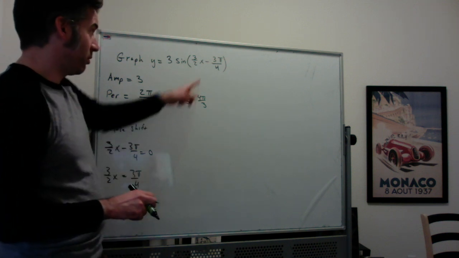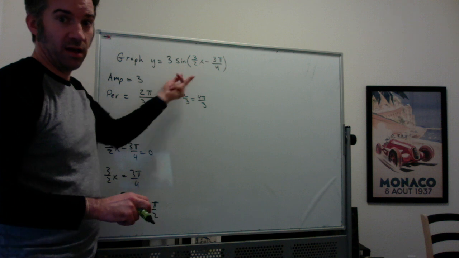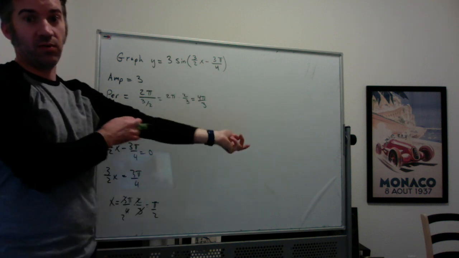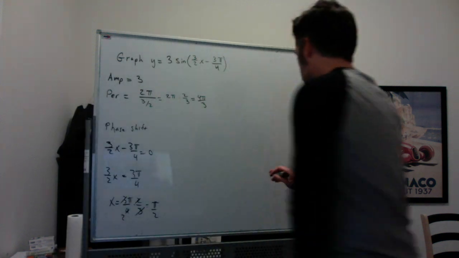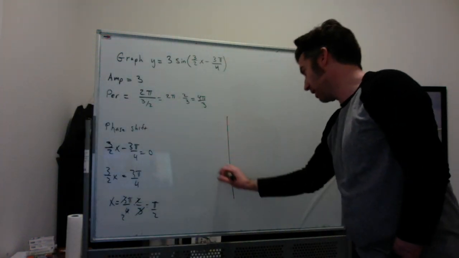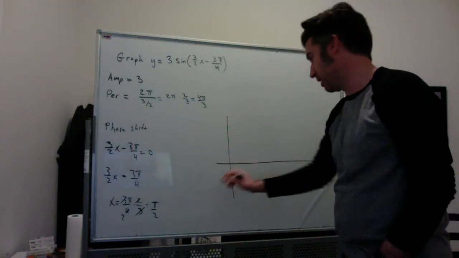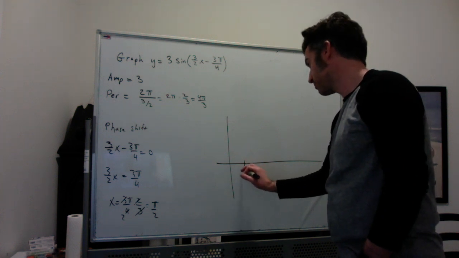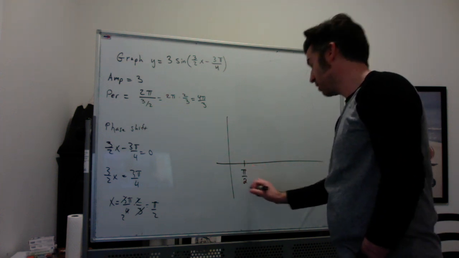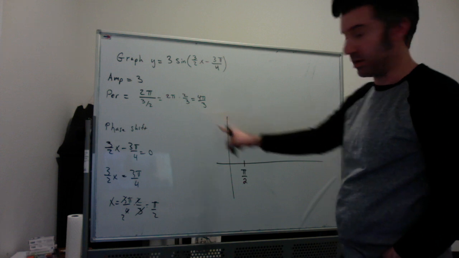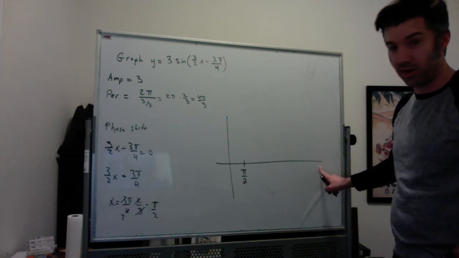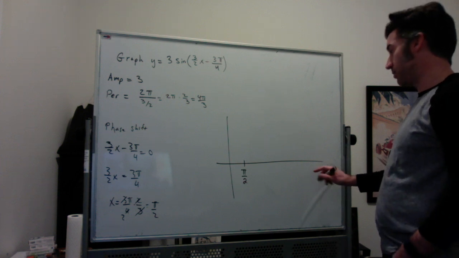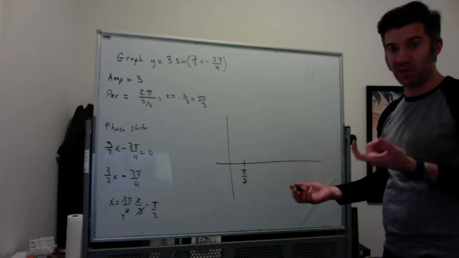Which makes sense, because if you plug in pi over 2 for x, you get sine of 0. And you want to start when the angle, which is all this, is 0. So we know our graph is going to start at pi over 2, and our period is going to be 4 pi over 3. So 4 pi over 3 later, we're going to end the graph. Now what I really want to do is break that up into 4 equal quarters.